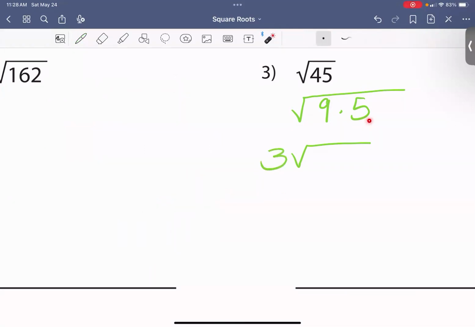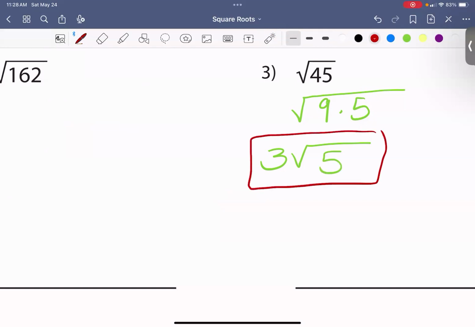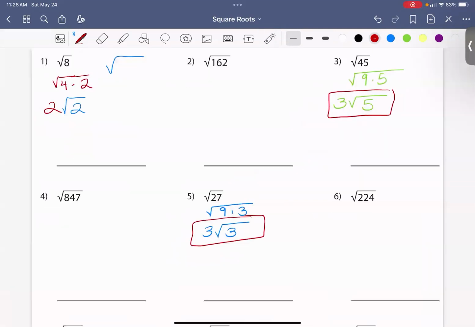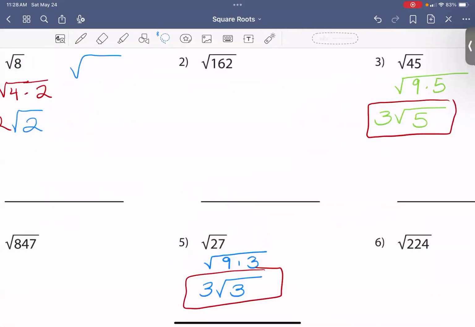There's no perfect square for 5, so 5 stays inside of the radical. So my answer is 3, the square root of 5. Let's look at this one here.